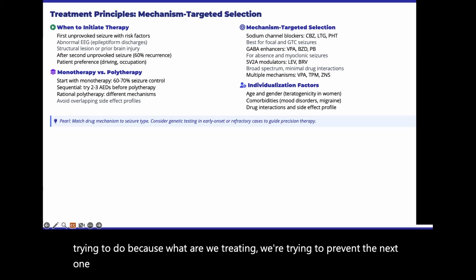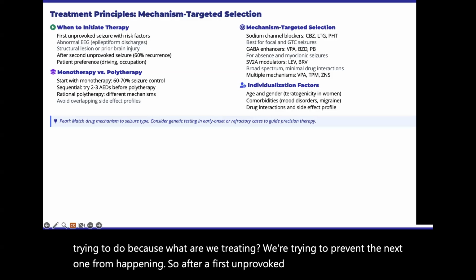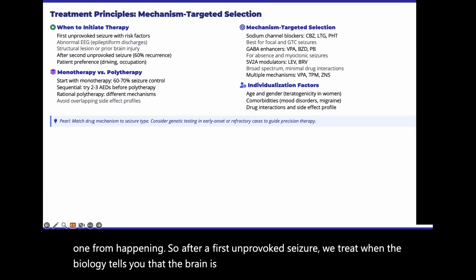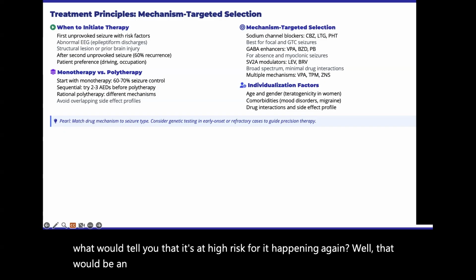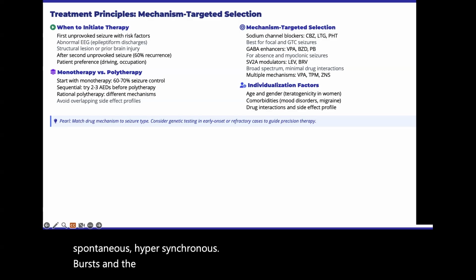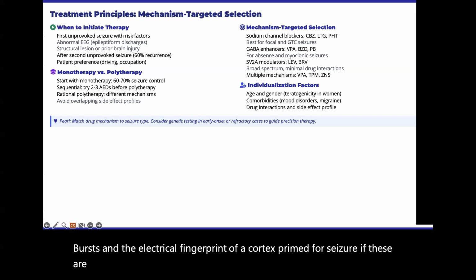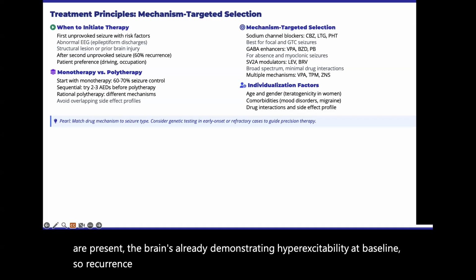So after a first unprovoked seizure, we treat when the biology tells you that the brain is at high risk for it happening again. What would tell you that? Well, that would be an abnormal EEG with epileptiform discharges. These are spontaneous hypersynchronous bursts and the electrical fingerprint of a cortex primed for seizure. If these are present, the brain's already demonstrating hyperexcitability at baseline, so recurrence risk is about double.